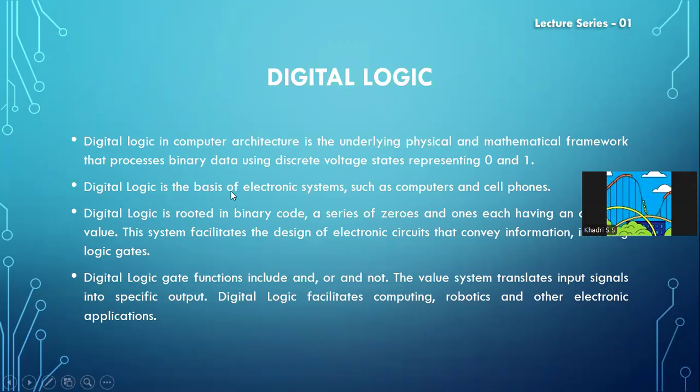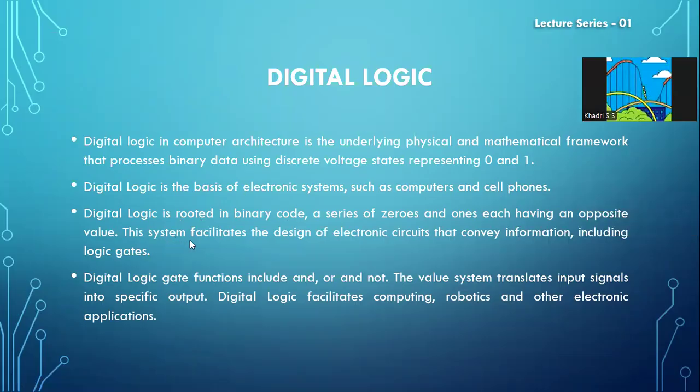Digital logic is the basis of electronic systems such as computers and cell phones. It is rooted in binary code, a series of zeros and ones, each having an appropriate value. This system facilitates the design of electronic circuits that convey information, including logic gates: AND, OR, NOT, NAND, NOR, XOR. These are the different gates available in digital electronic circuits. We will see these gates in further classes.